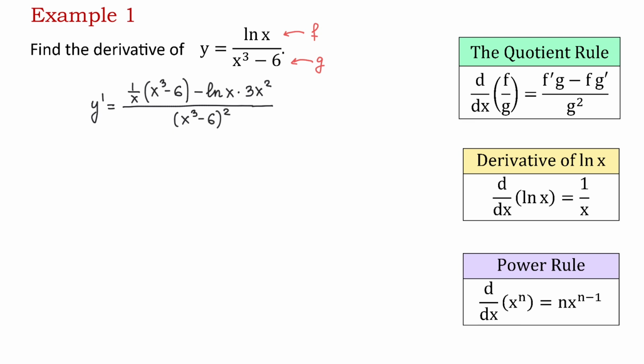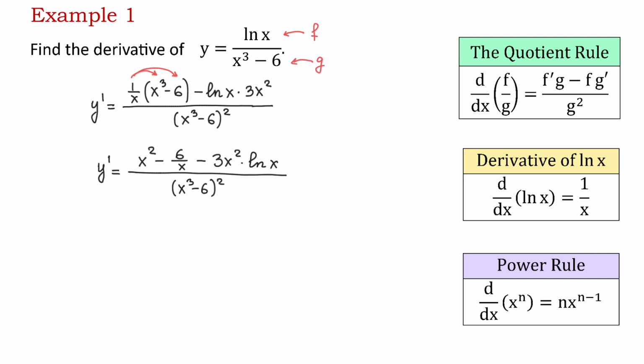Now we can simplify and write y prime equals, and now in the numerator, to remove the parentheses, we will distribute 1 over x. And 1 over x times x cubed is x squared minus 1 over x times 6 is 6 over x. Then minus, I will write 3x squared first, then natural logarithm of x. Then I will keep the denominator as it is.